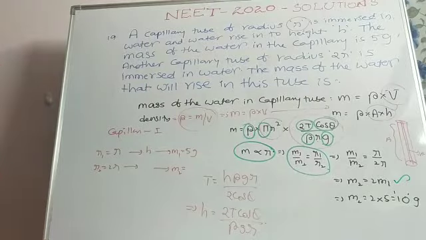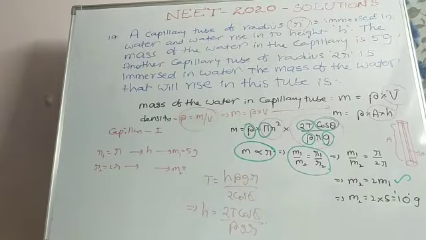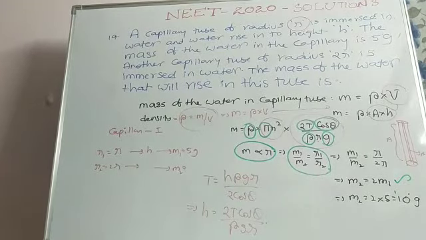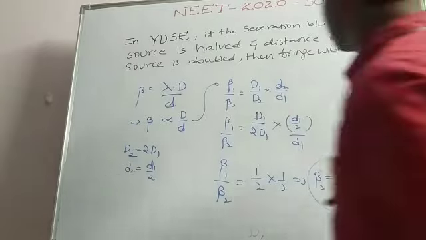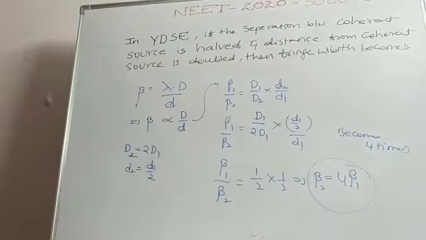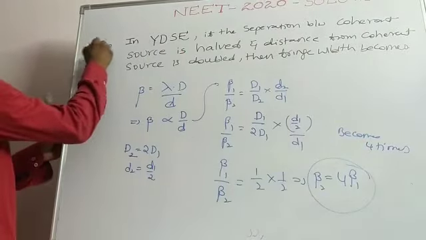Okay. Next. Now here is the other question, that is question number 20. In Young's double slit experiment, if the separation between coherent sources is halved and the distance from the coherent sources to the screen is doubled, then the fringe width becomes? So this is question number 20.